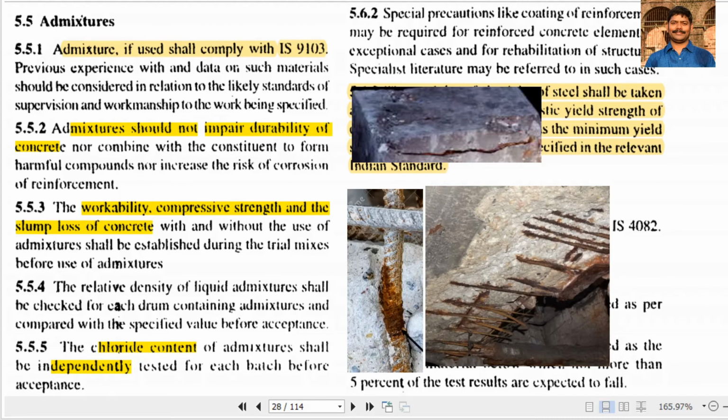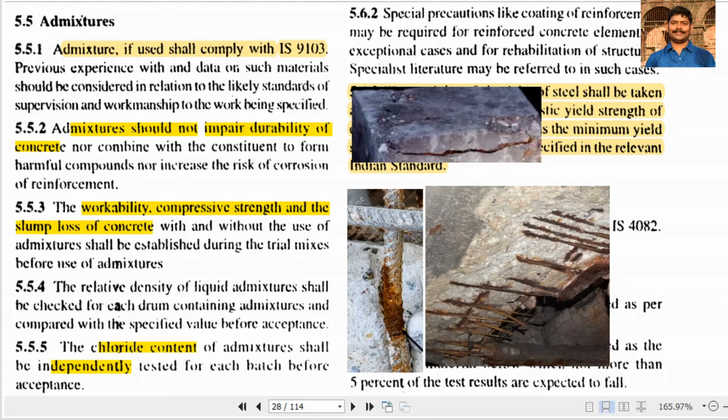If you see this first figure here, you see that there is some gap. The crack is there. That is because of the high amount of sulfate present in the concrete.